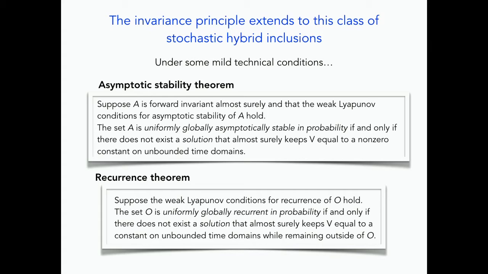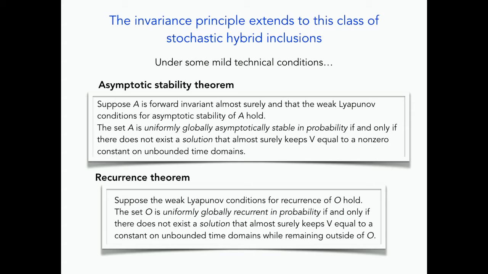But otherwise, there's an asymptotic stability theorem, which is to say, suppose that you know that this compact set is forward invariant almost surely, and you've got those Lyapunov conditions on the previous slide. Then the set A is uniformly globally asymptotically stable in probability. That's in italics because you'd want a formal definition, but I don't have time to give one. But I think you intuitively understand what it is from the picture on the previous slide.